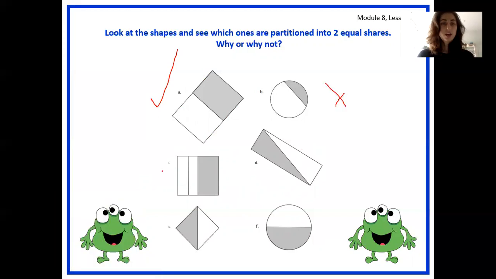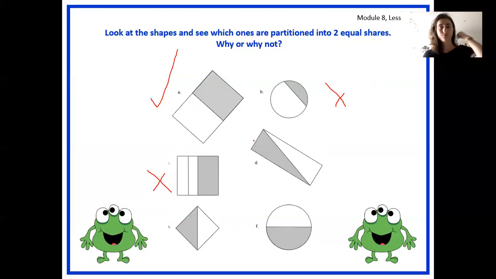Okay, so over here down at C, would I say that these are partitioned into two equal shares? No, because it's broken into three pieces. But are those three pieces equal shares? Are they the exact same shape and size? No, so it's not partitioned equally and it's not partitioned into two equal shares.